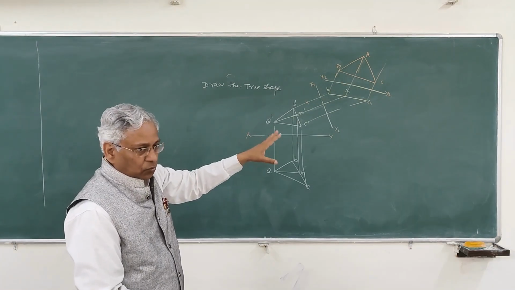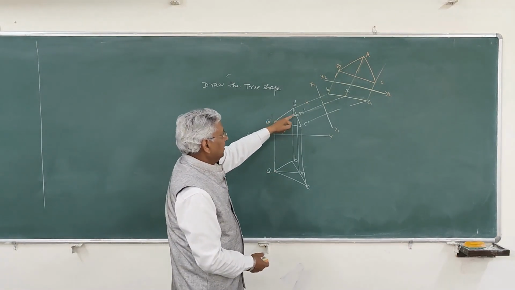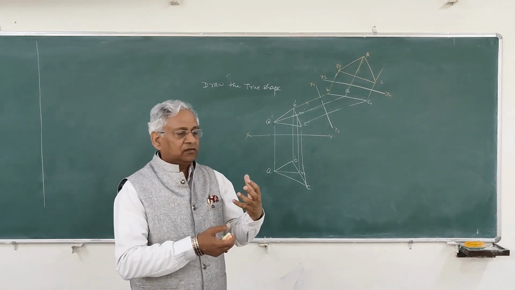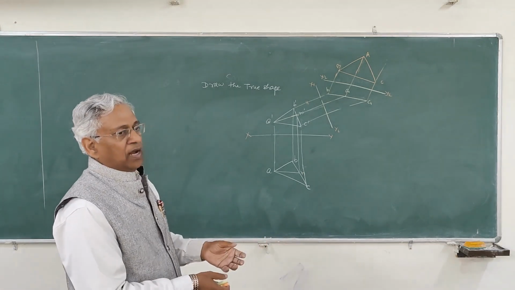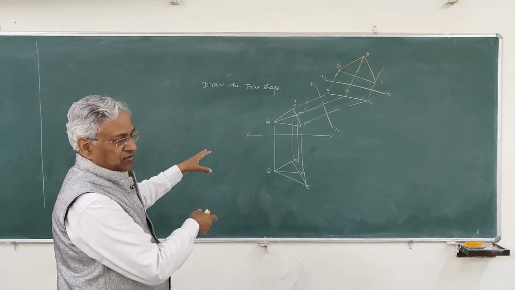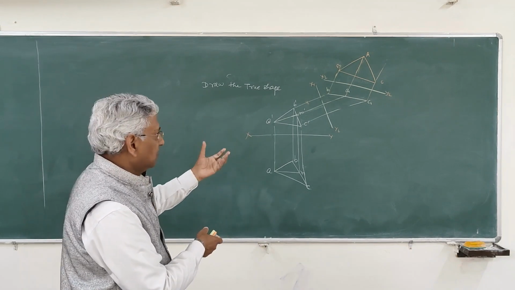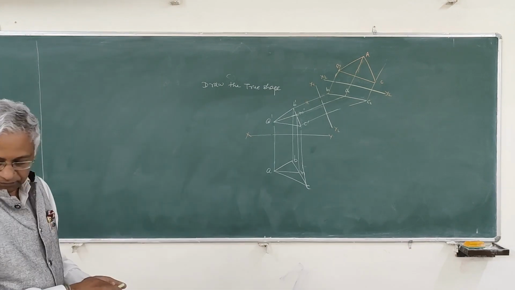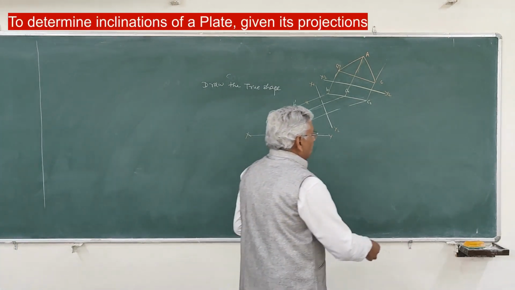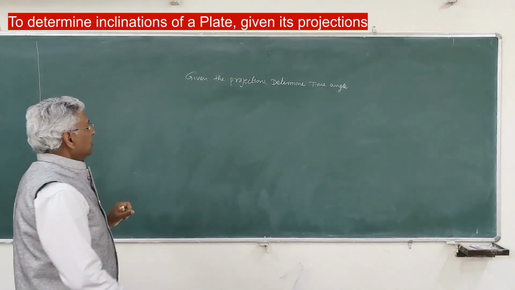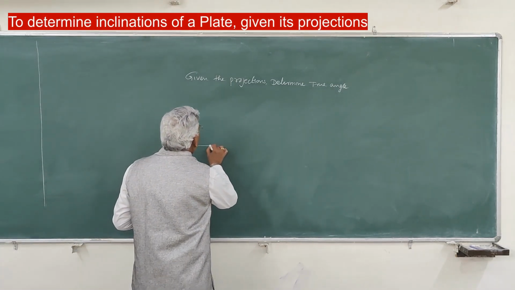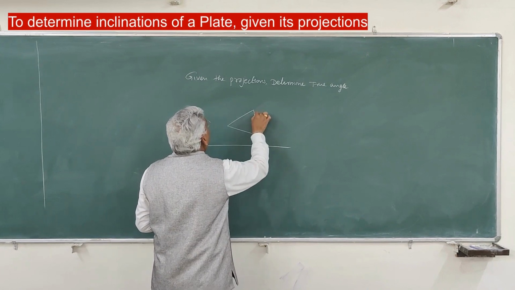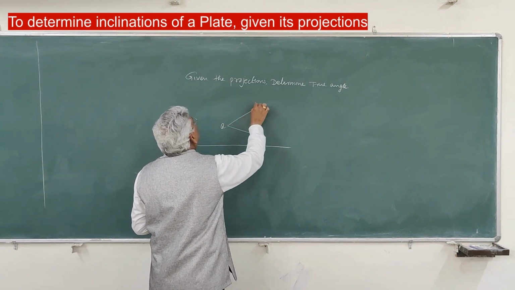You can draw this true shape by determining the true length of each side from projections also. But that procedure becomes lengthy when you have a number of edges, for example, in case of a pentagon, in case of a hexagon, or in case of a circular plate where there is no edge. We will discuss one more case. So if the projections are known, let me again take the case of a triangular plate, but it can be any plate.